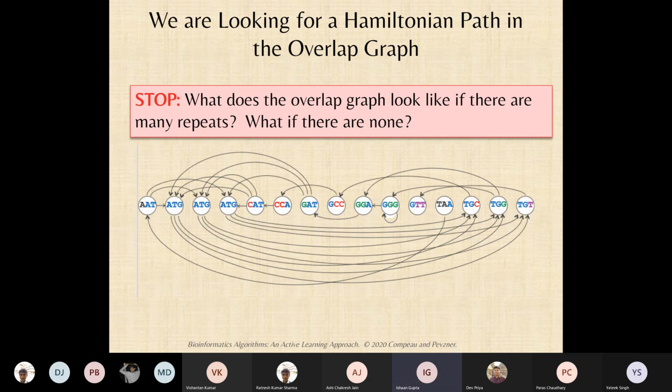So what does the overlap graph look like if there are many repeats? Can you find some characteristics of this graph using which you can figure out whether this graph has repeats or not? Sir, what does it mean by repeat here? Repeats means it has repeated elements. So you could have one node connected to multiple nodes if there are repeats.